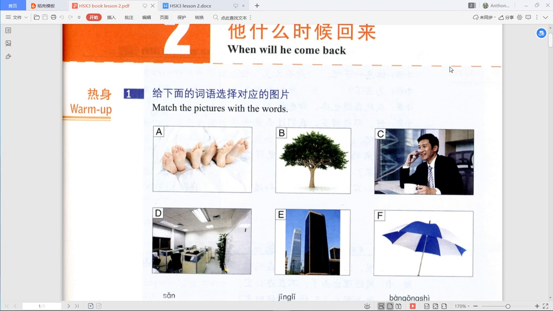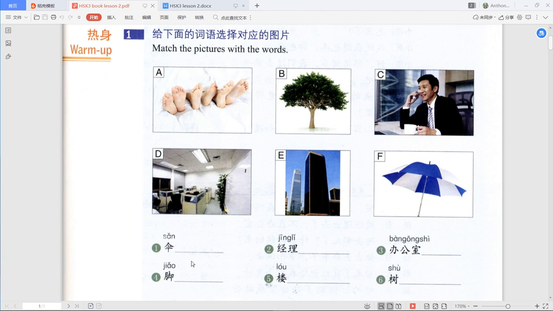他什么时候回来? Okay, the first part is a warm up for vocabulary, so let's look at some vocabulary here. 伞, what does this character look like? 伞 means umbrella, so it looks like an umbrella. Second one, 经理, 经理 is a job, it means manager, so which one looks like a manager? Third one, 办公室, so literally to translate this word, 办 means to deal with, 公 means kind of public business, 室 means room, so a room to deal with some business, so 办公室 together means office, so which one looks like an office?